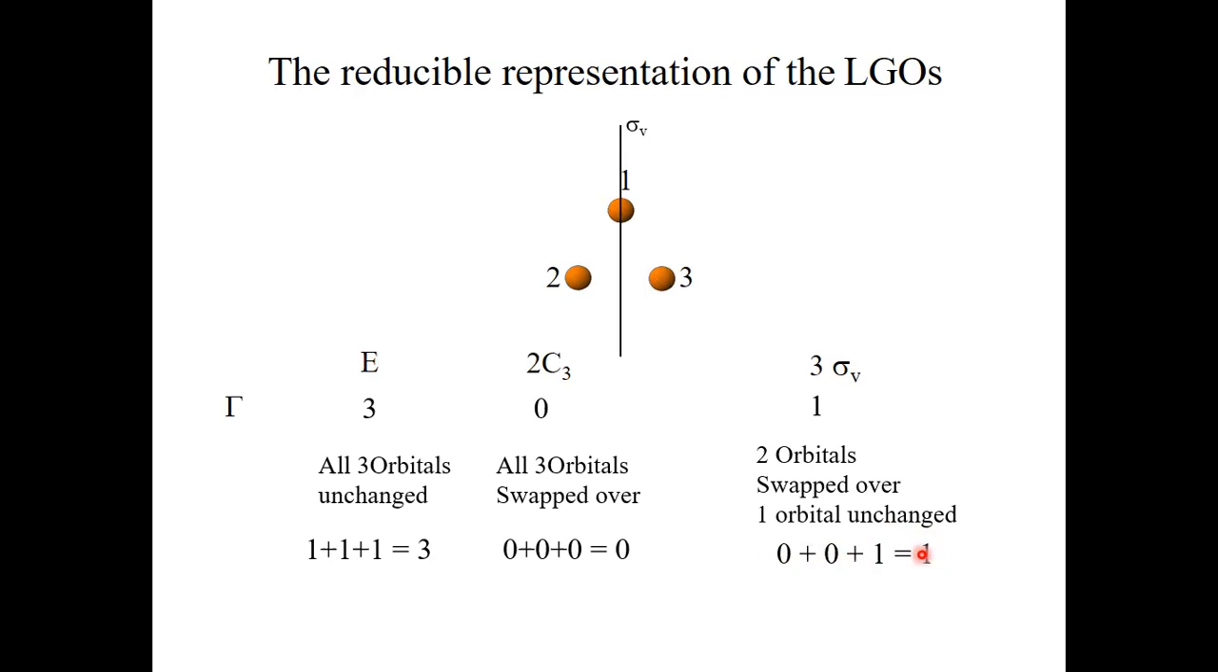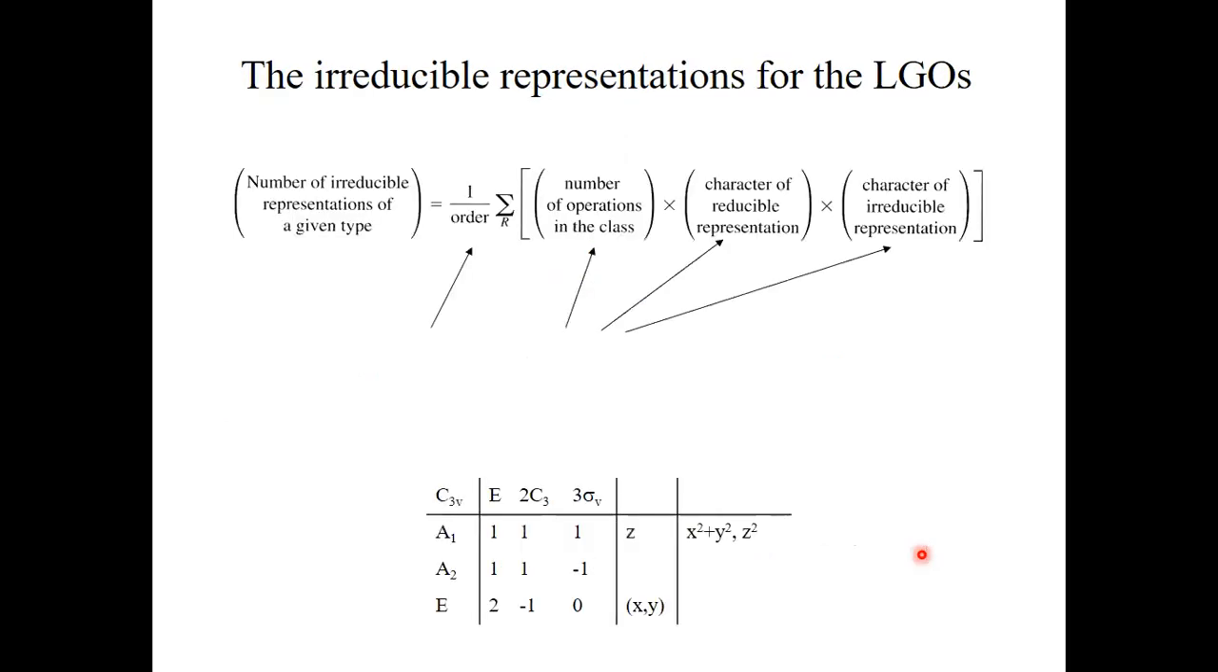So now we have found all the characters in our reducible representation. Our next step is then to determine, well, what are the characters of the irreducible representations that make up the reducible representation.